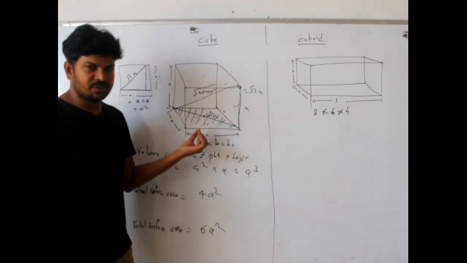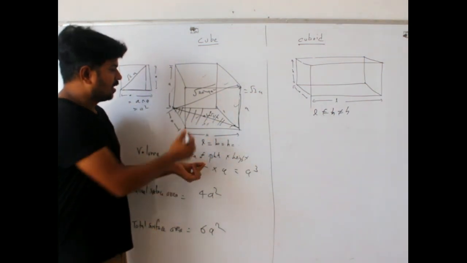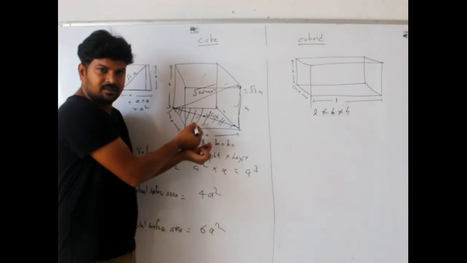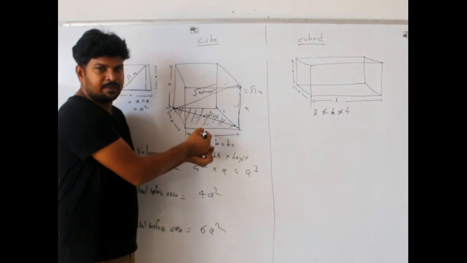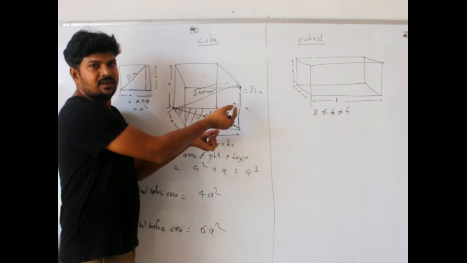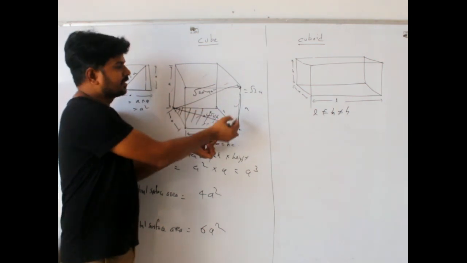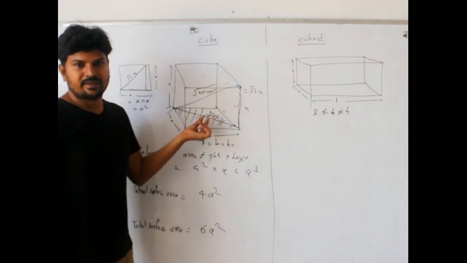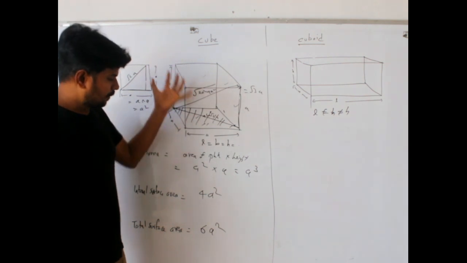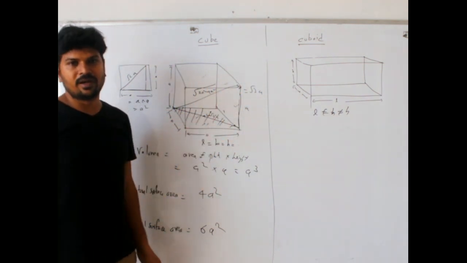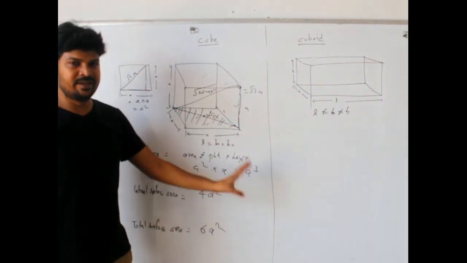So the procedure for finding a diagonal like this: first find the diagonal for the surface area plate, then include your height h for finding the diagonal and apply Pythagoras here, you will get the diagonal of the cube. So we will apply the same process in finding the cuboid, then you can understand very easily.